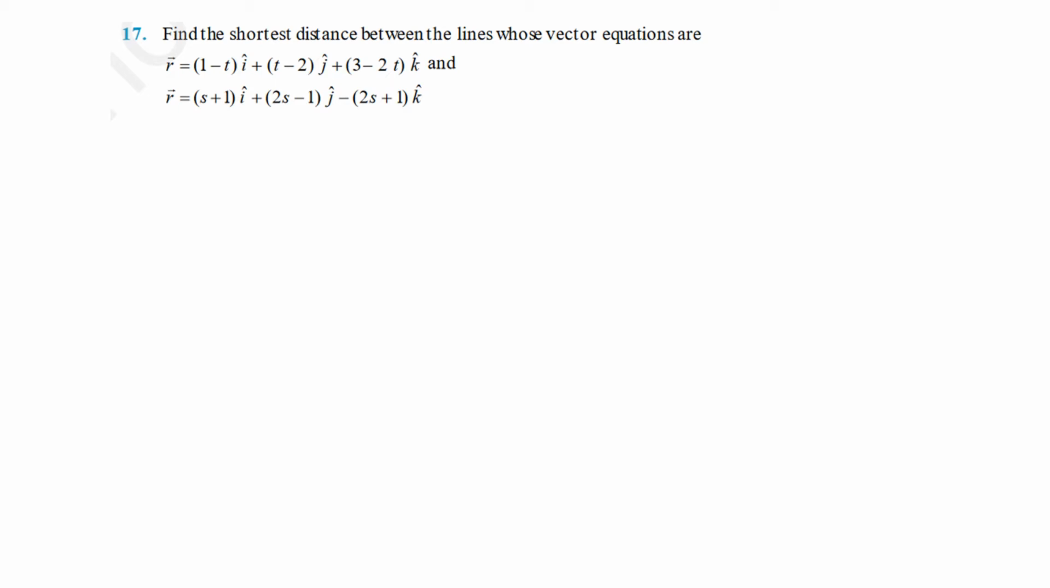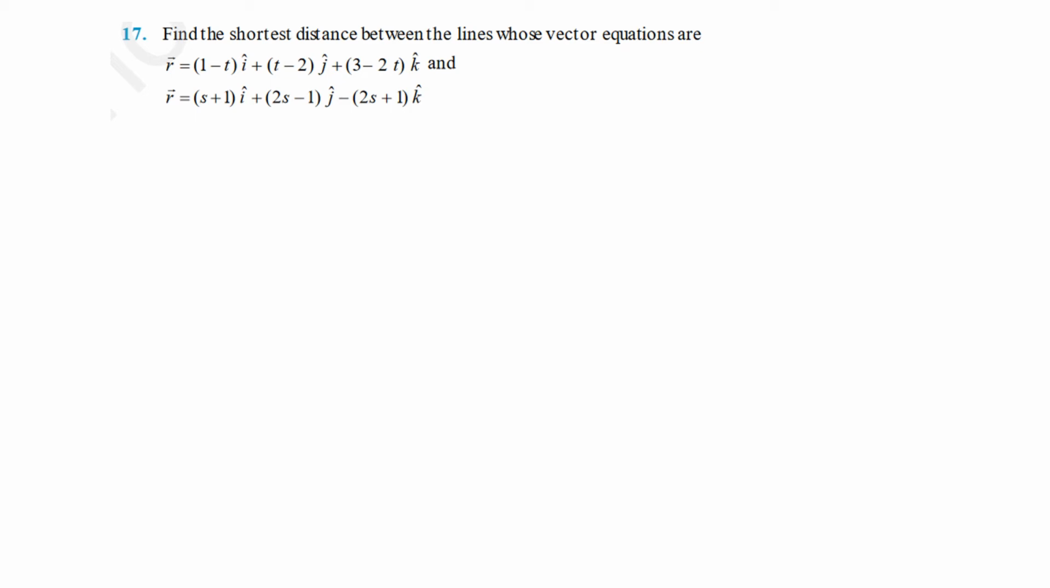Let us take another example: find the shortest distance between the lines whose vector equations are r vector equal to (1 minus t) times i plus (t minus 2) times j plus (3 minus 2t) times k, and r vector equal to (s plus 1) times i plus (2s minus 1) times j and (minus 2s plus 1) times k.